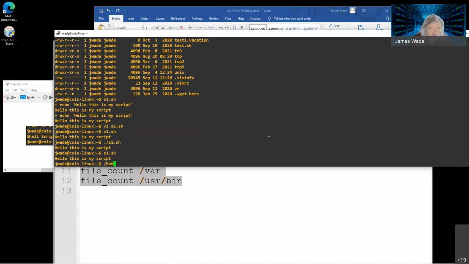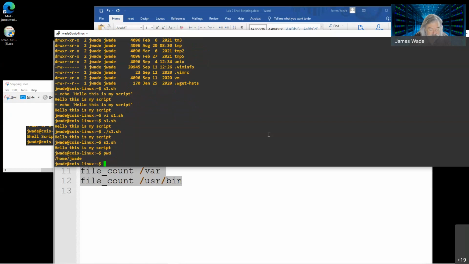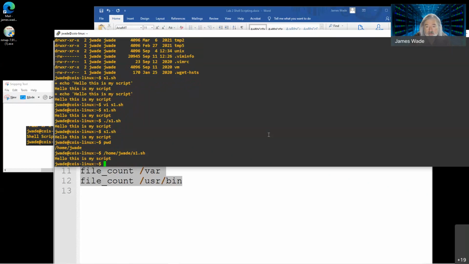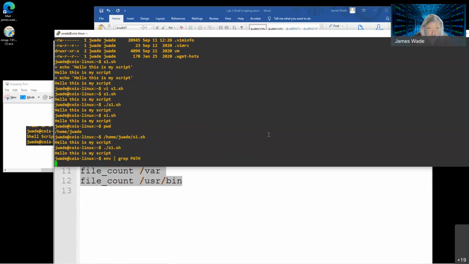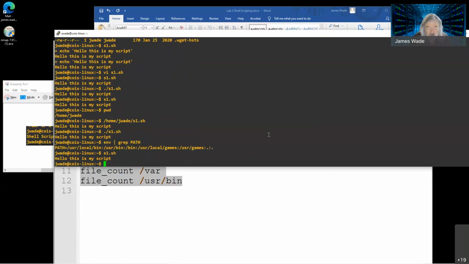The other option is you do full path. Where am I at? /home/jwade/s1.sh. That's full path. So you can do full path, you can do the ./s1.sh, or, once again, you put it in your path, and I just showed you how, you can do just s1.sh. Those were the biggest things that I saw, folks were having, and then eventually they figured out, oh okay, I've got to do the ./. Also, the script has to work. And if there's an if-then clause, make sure you do the multiple tests.